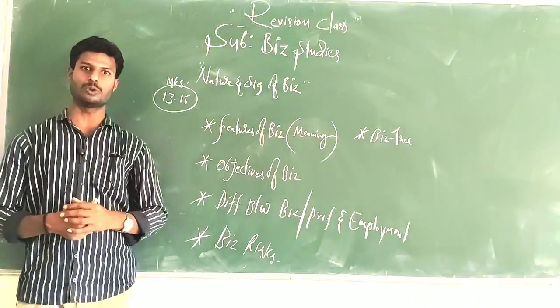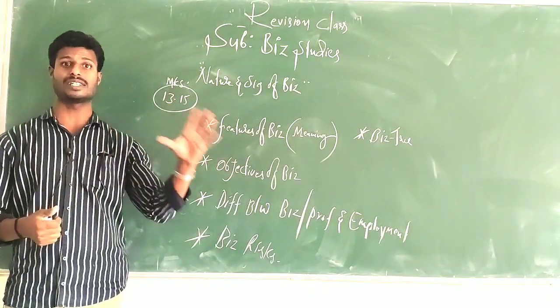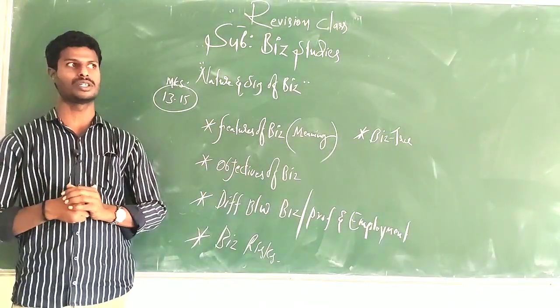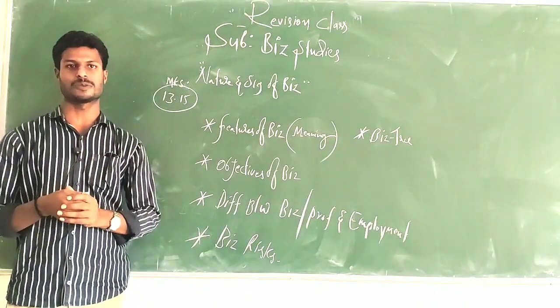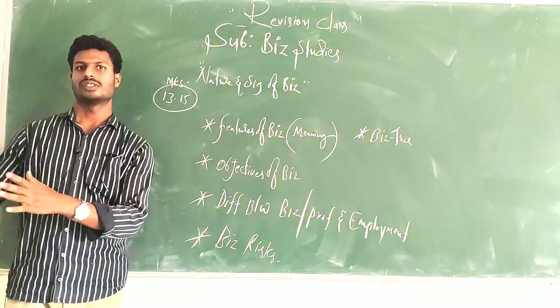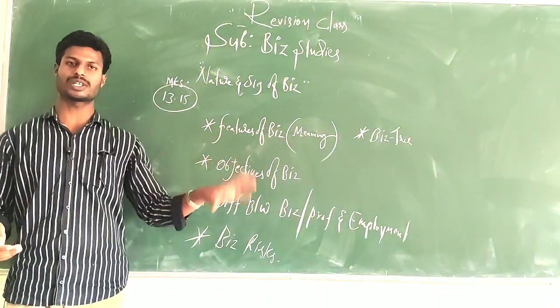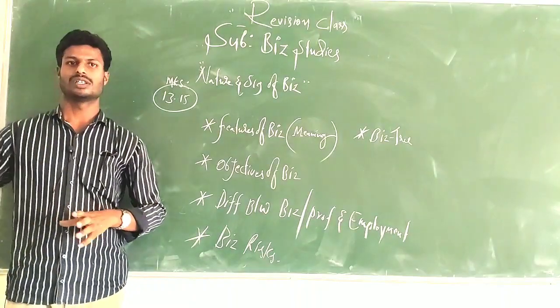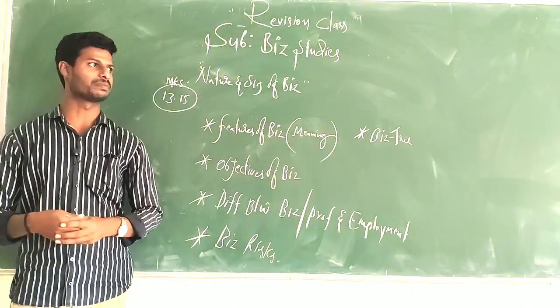In the business tree, there are two branches. One is industry, another one is commerce. The first branch, industry; the second branch, commerce. Industry is regarding production of products. Then commerce is sale and exchange of products. So industry deals with production, then commerce deals with marketing, exchange or distribution of products.